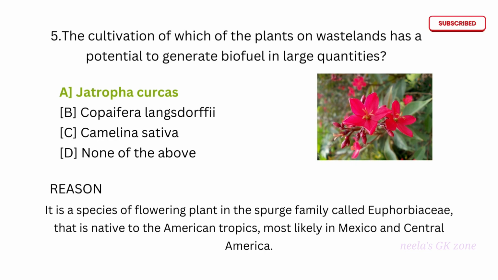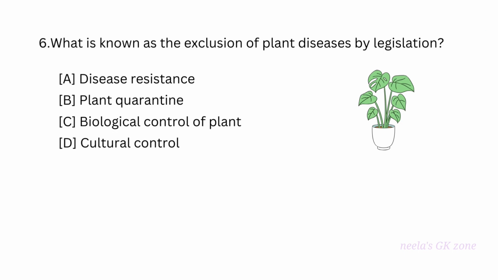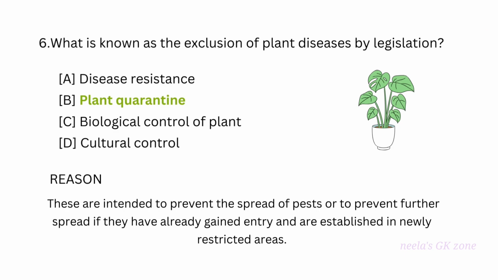The next question is, what is known as exclusion of a plant disease by legislation? Options are disease resistant, plant quarantine, biological control of plant, cultural control. And the answer is plant quarantine. These are intended to prevent the spread of pests or to prevent further spread if they have already gained entry and are established in newly restricted areas.